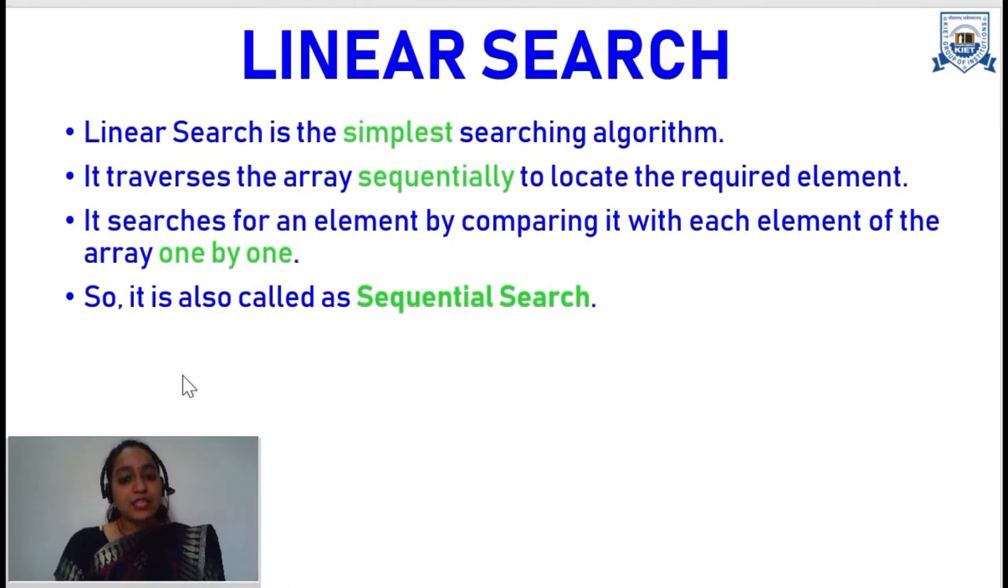If we are performing linear search in an array, it will traverse the array sequentially to locate where the required element is. The required element is the element which we need to search. The element to be searched is compared with each and every element of the array one by one. As we are traversing one by one in a sequence, it is also called sequential search. So linear search is the simplest one, and it performs sequentially, due to which it is also called sequential search.